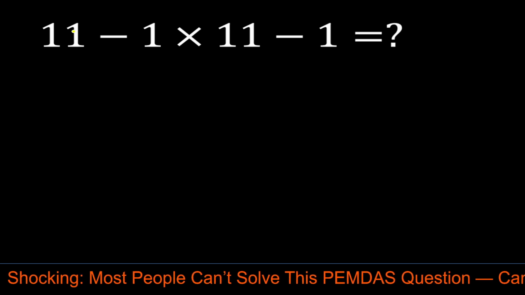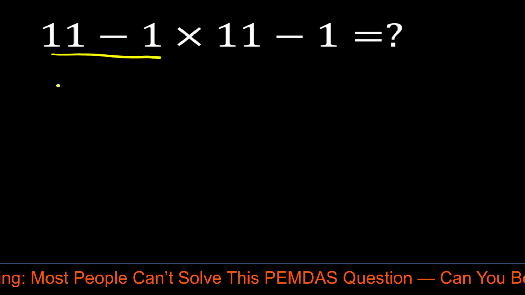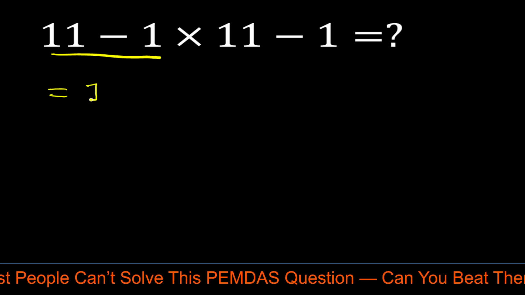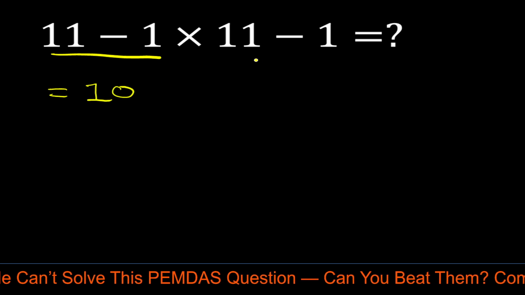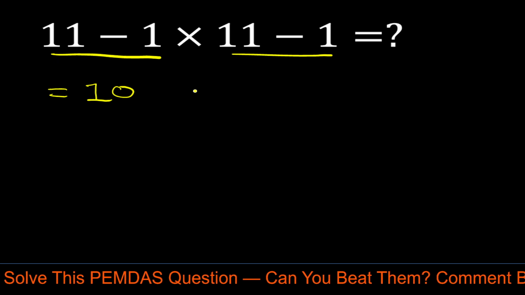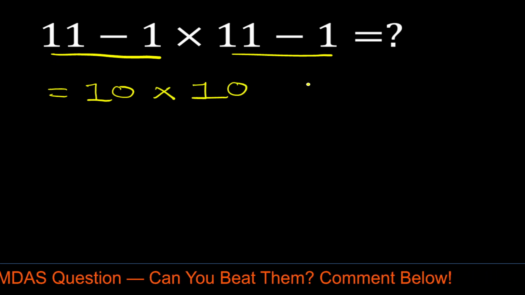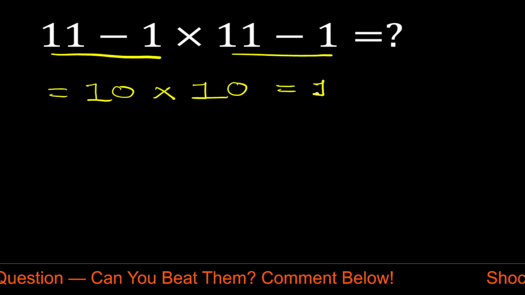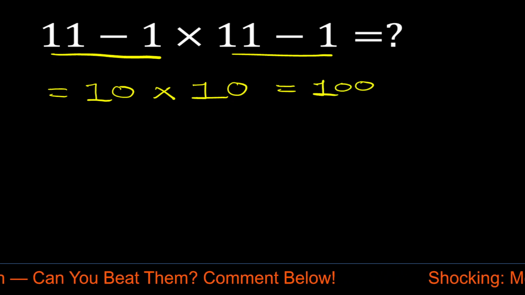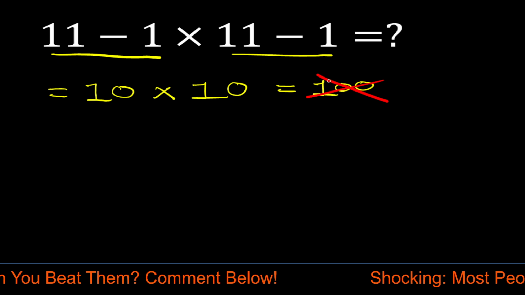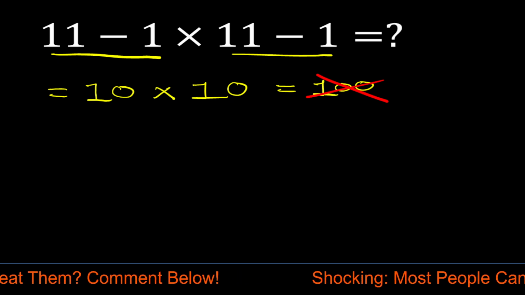So 11 minus 1. 11 minus 1 is equal to 10, right? Then again 11 minus 1. So 11 minus 1 is also equal to 10. Now 10 times 10 is equal to 100, right? But this answer is not correct. This answer is completely wrong.